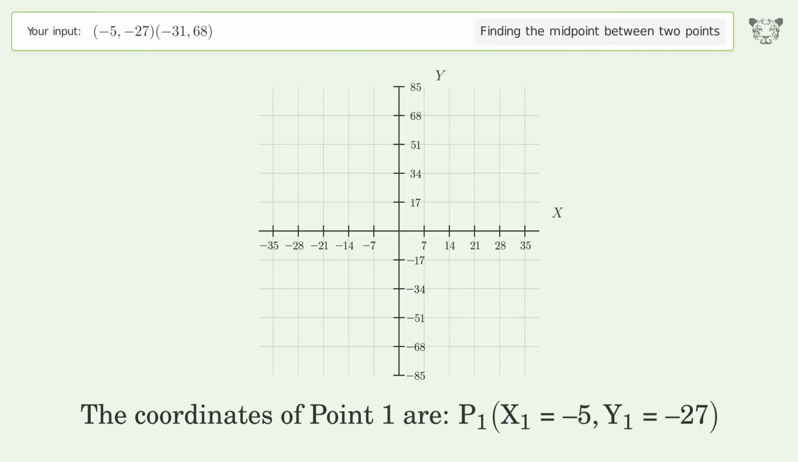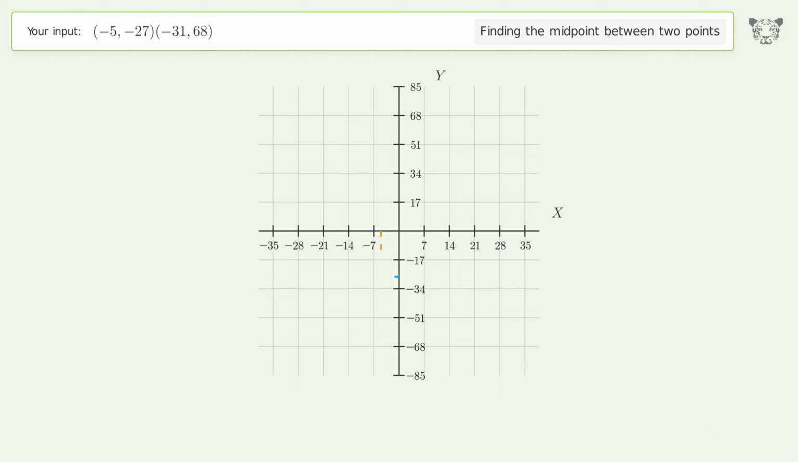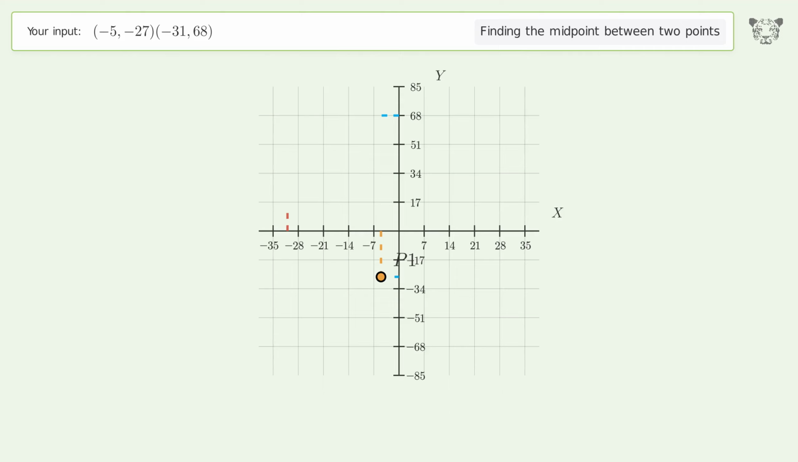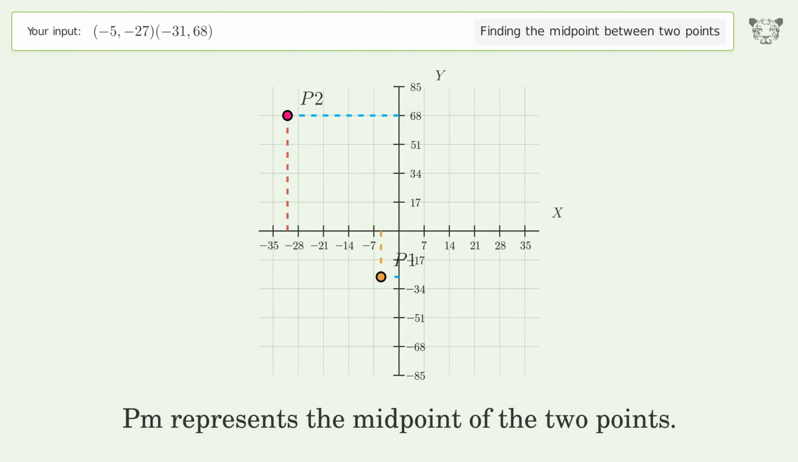The coordinates of point 1 are, x1 equals negative 5, y1 equals negative 27. The coordinates of point 2 are, x2 equals negative 31, y2 equals 68. PM represents the midpoint of the 2 points.